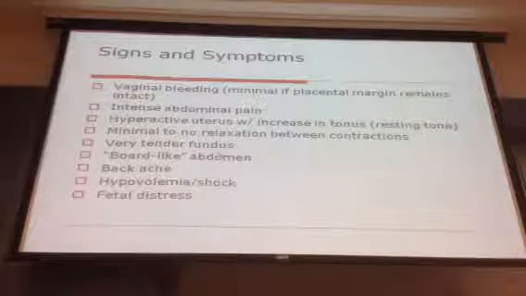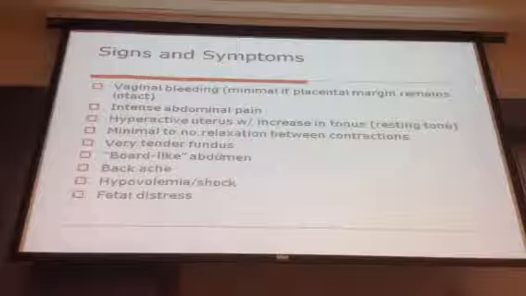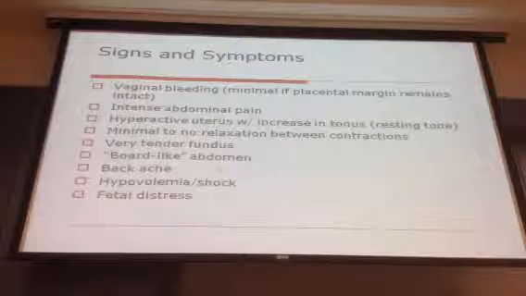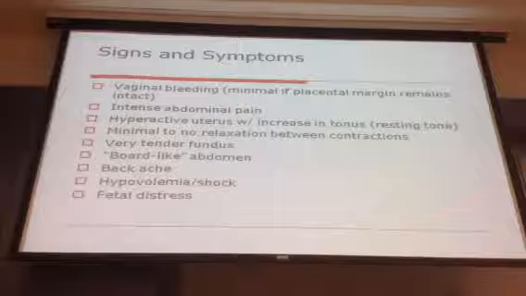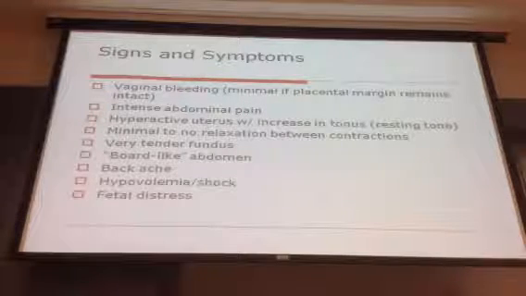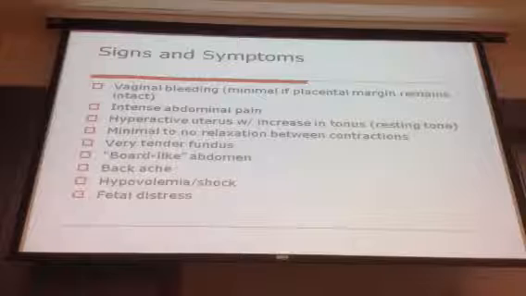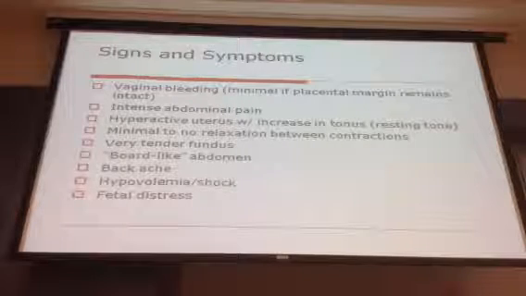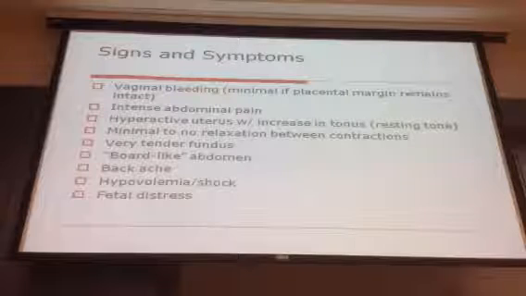The fundus is very tender. That makes sense if we assume that most placentas end up somewhere around the fundus, right? So you have tenderness where that hematoma is. The belly becomes what we call board-like abdomen, because if you've ever felt a hematoma, they're as hard as a rock. So she's contracting, she has this hyperirritable uterus, and then she has this big hematoma. So that area is very tender and very firm.